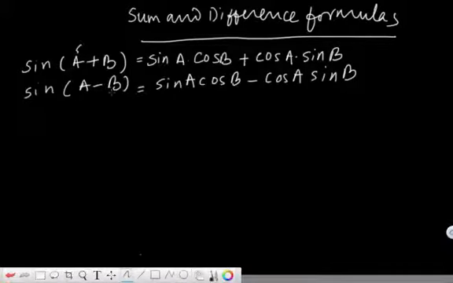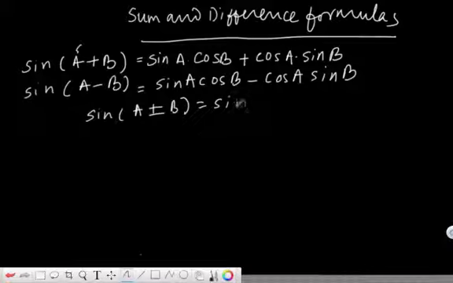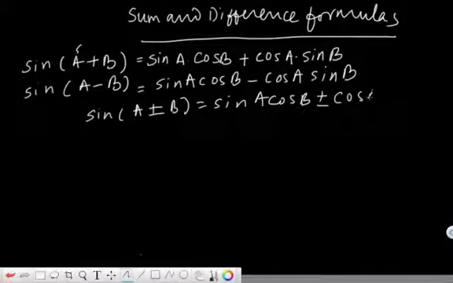So as you can notice, in both the sum formula and the difference formula, we have the same terms, but the sign changes according to the sign in the formula on the left hand side. If it is plus, you will have a plus here. If it's a minus, you will have a minus. So this can be simplified as sine of a plus or minus b is sin a cos b plus or minus cos a sin b.